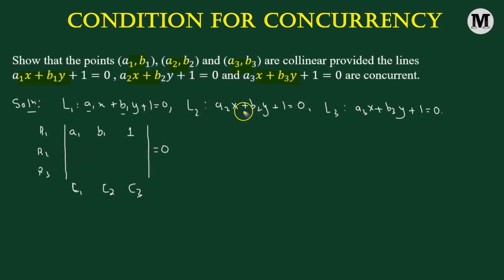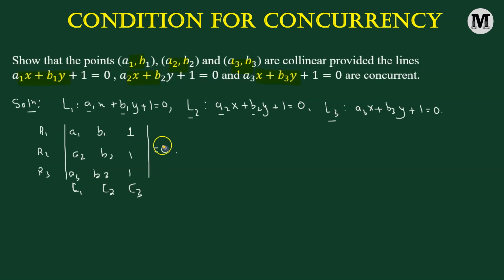Similarly, in row number 2, we use the coefficients of line number 2. So we have A2, B2 and 1. And then in the third row, we use L3. So we have A3, B3 and 1. And this is the condition for concurrency of lines L1, L2 and L3.